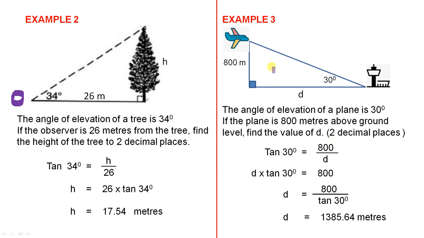Now remember, we saw in the previous videos that you can also use this angle here. Even though that's the angle of elevation, if you want this letter to be in the numerator, you can just use that angle there, which is actually 60 degrees. So if you use that angle to find d, you'll end up with the same answer.